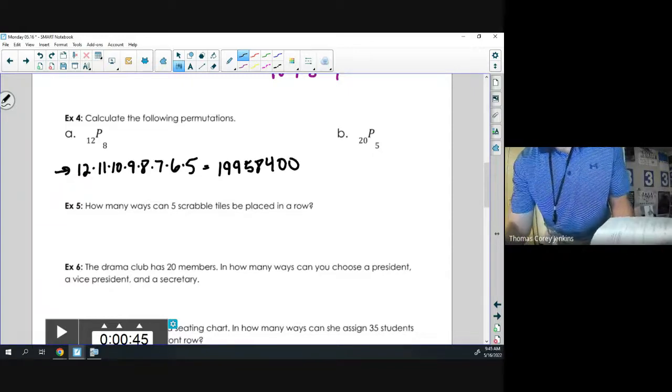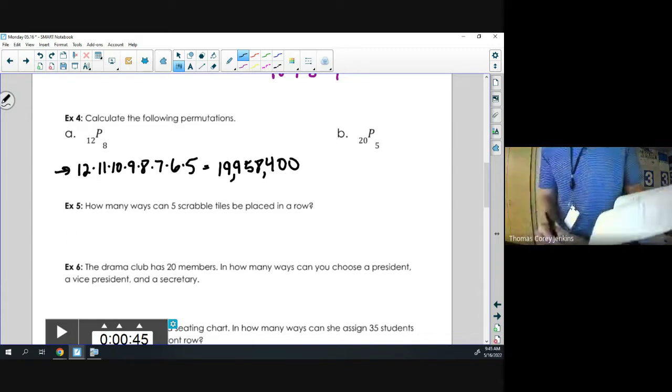199,584,000, which is close to 20 million.